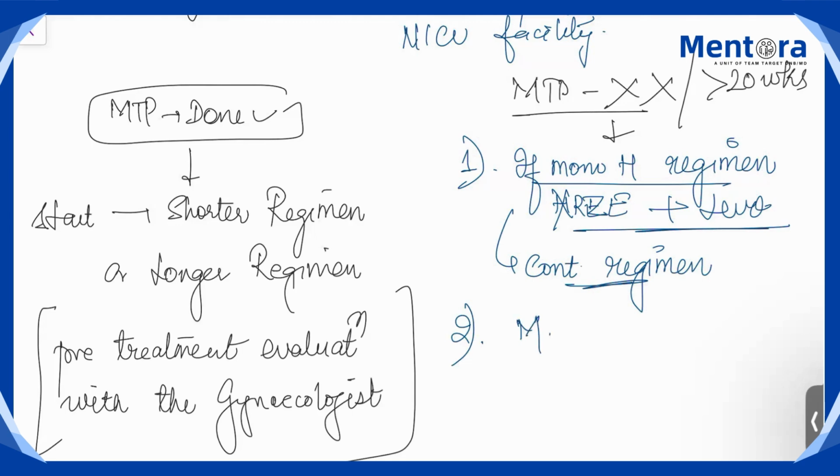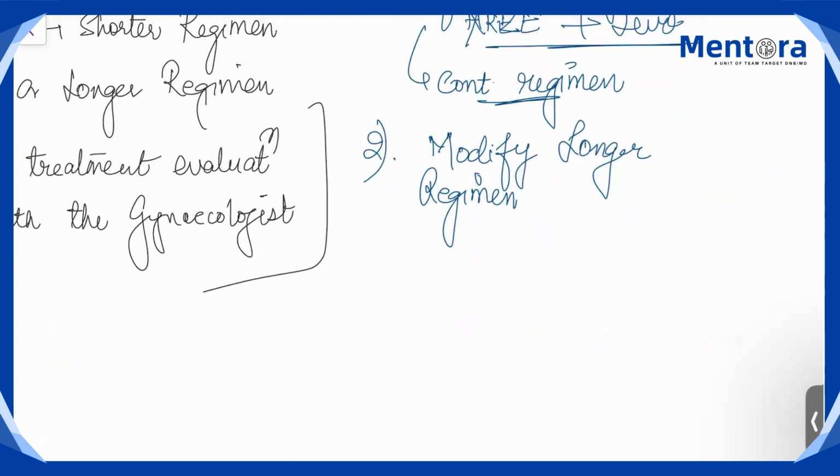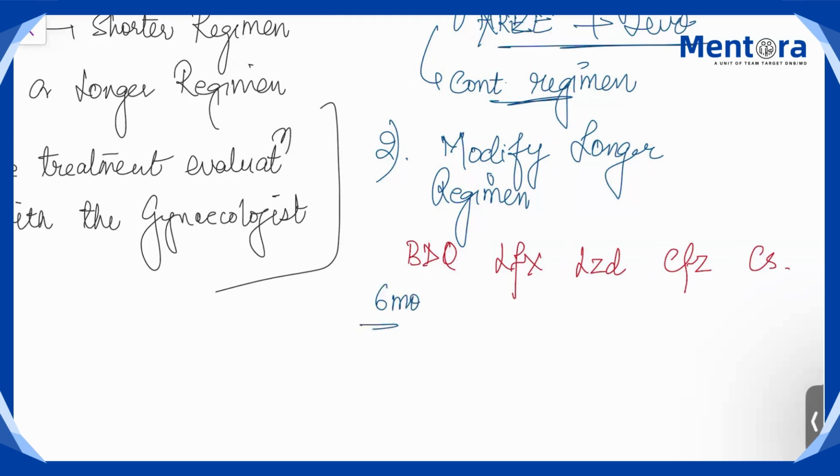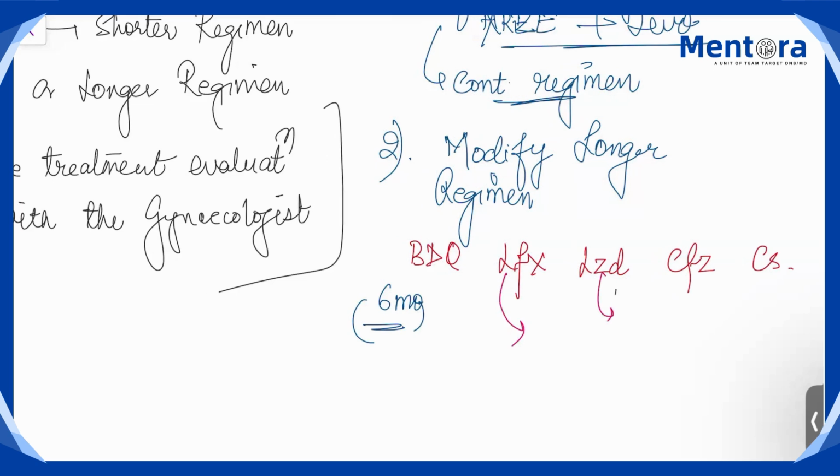If there is multi-drug resistant and you are using longer regimen, now you have to modify the longer regimen. So in longer regimen, what you can use in pregnancy is bedaquiline. You can use levoflox, linezolid, clofazimine, cycloserine. Okay, so bedaquiline to be given for 6 months. Linezolid, try to reduce, give the half dose. So half the dose after 6 months of treatment.